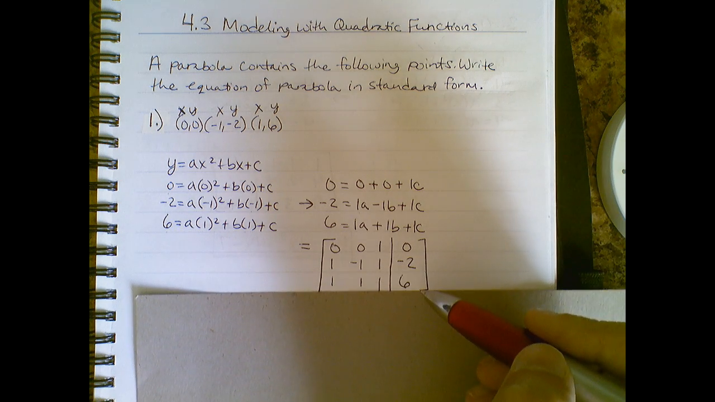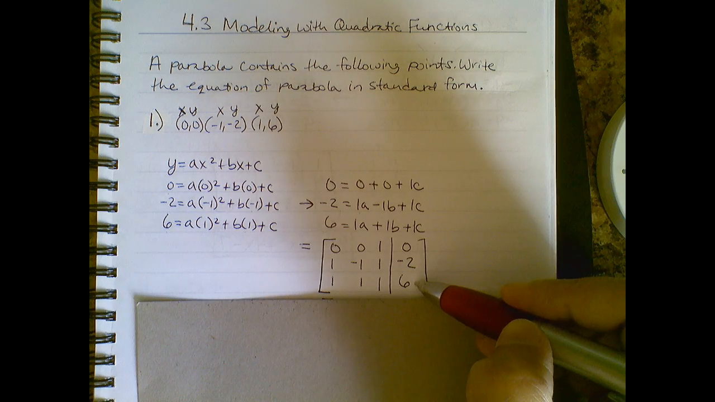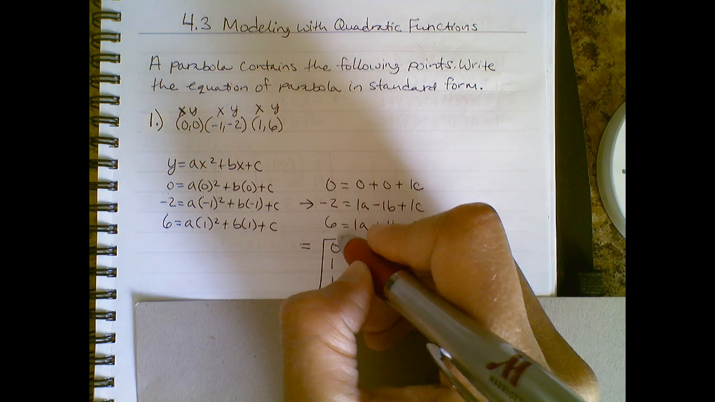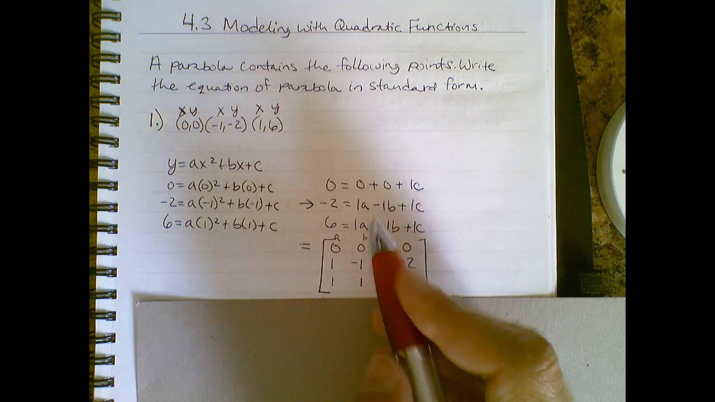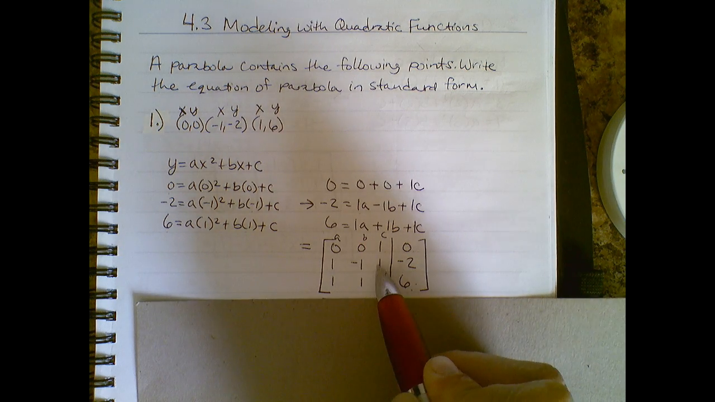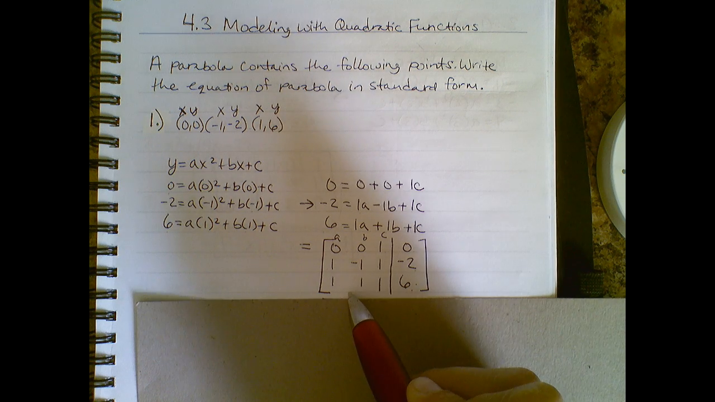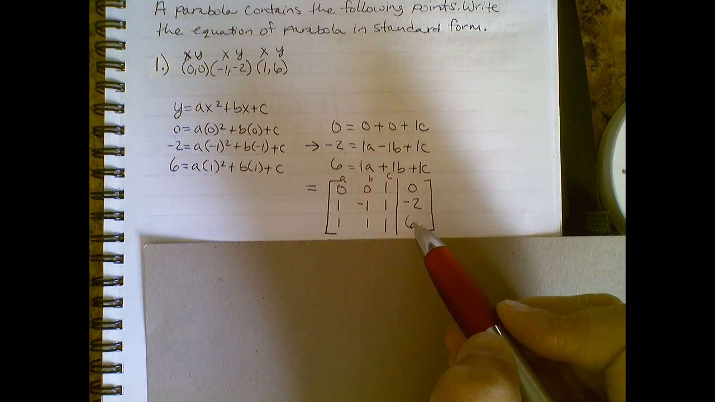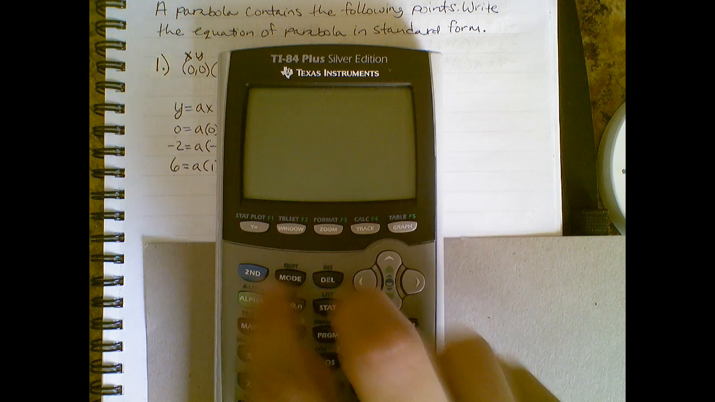So for our matrix, make sure our answer column always has to go last. So that 0, -2, 6 needs to go last. And then this is our A column, our B column, and our C column. So 0, 0, 1, and then 0. 1, -1, 1, -2. 1, 1, 1, and then 6. Now this is what I'm going to type into my graphing calculator to solve for my A, my B, and my C.